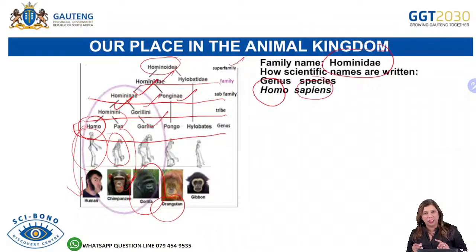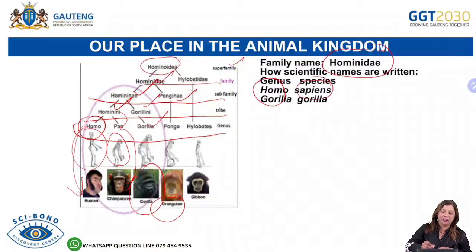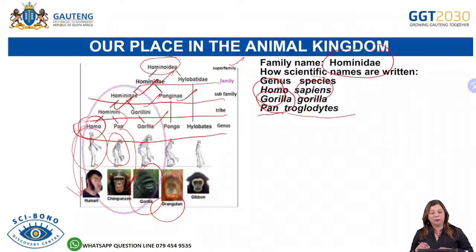So if they ask you for the genus, a trick that I use is I always try to look for the word with the capital letter. Then I know that's a genus. Because, I mean, who can remember all these things? But if we know the key as to how people write the genus, then we will know how to identify the genus. Next, Gorilla gorilla. Self-explanatory. Gorilla will be the genus and gorilla will be the species. Then we have Pan troglodytes. Pan will be the genus and troglodytes will be the species.